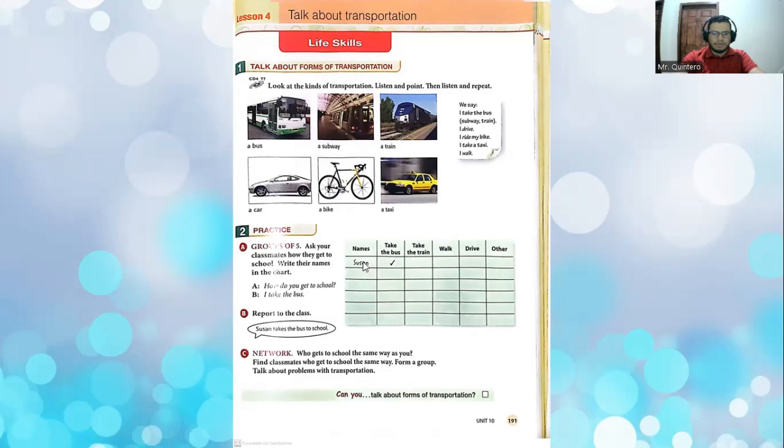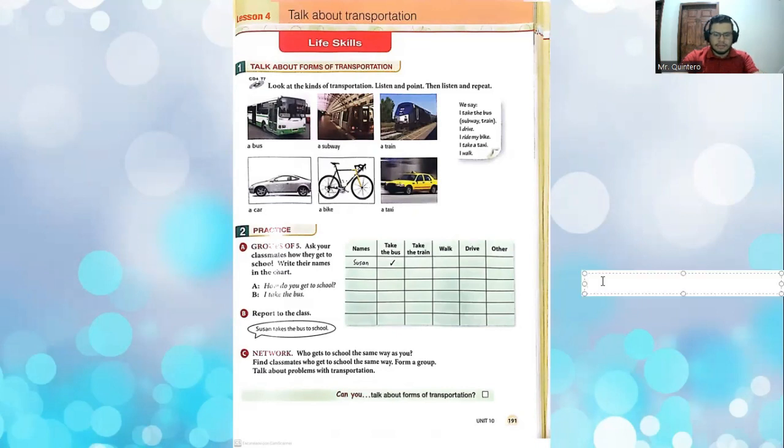For example, Susan takes the bus. She takes the bus in third person. She takes the train. She walks. She drives. Others. She takes a motor taxi.